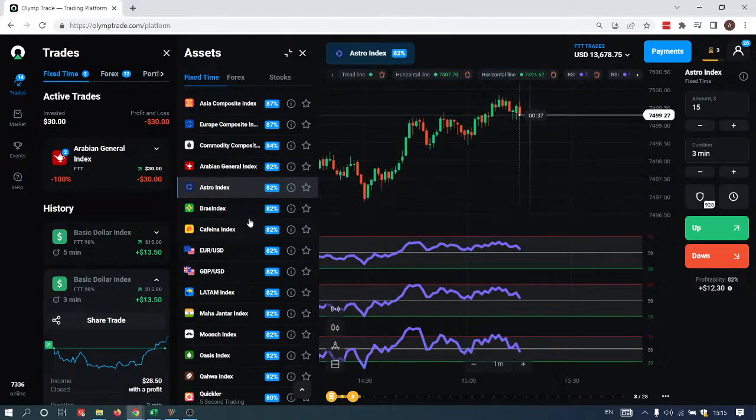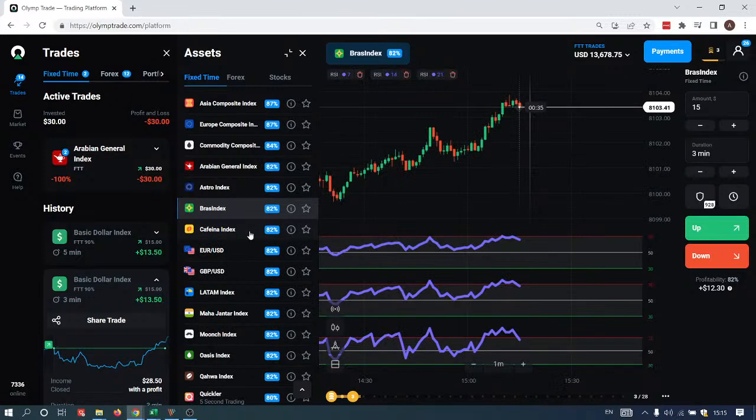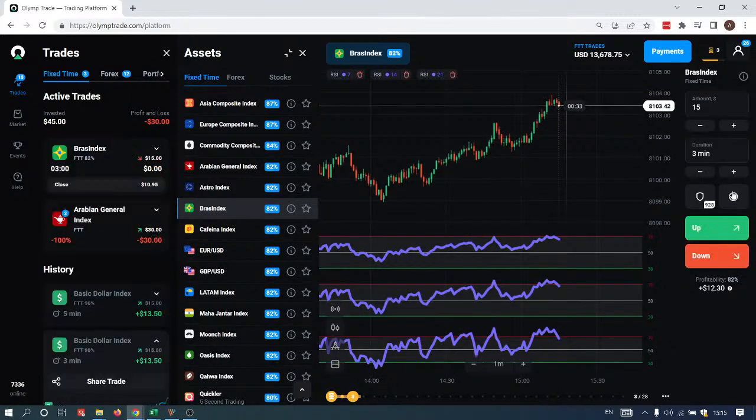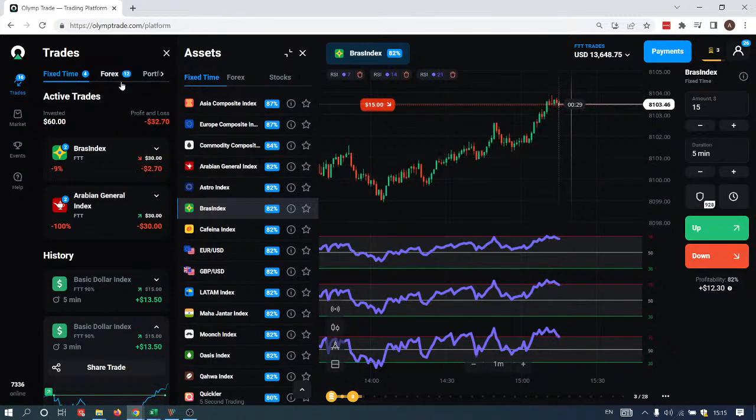I want to open a few more trades with FTT. Okay, so here is another illustration, and then I will tell you about my 12 Forex trades that are currently active. Some of them have already closed, some with loss, some with profit, but I'm currently holding 12. I have 12 open Forex trades.